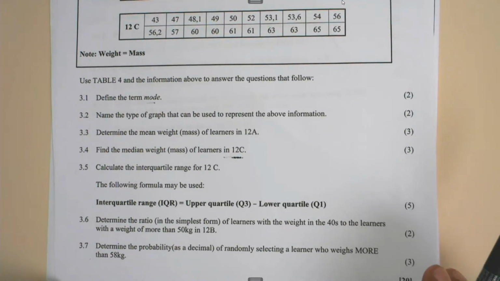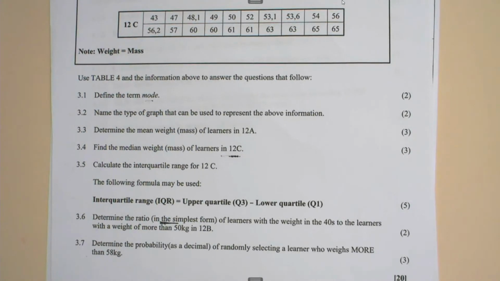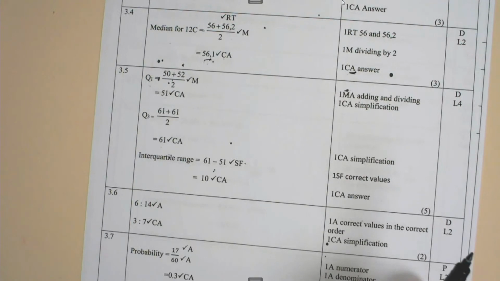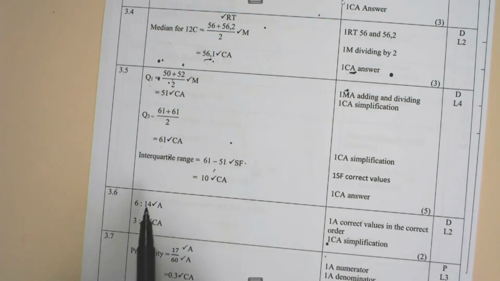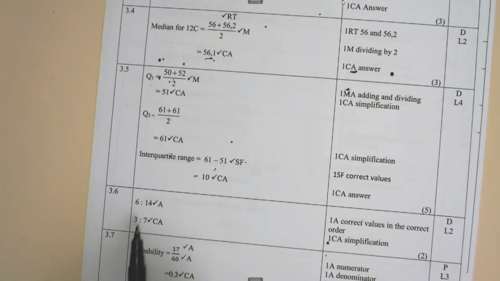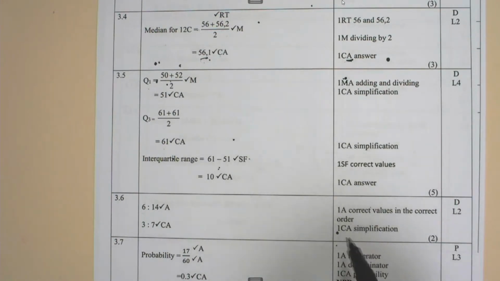It says determine the ratio in the simplest form. This is very important. In the simplest form of learners with the height in the 40s to the learners with a height of more than 50 kilogram. Then the answer will be 6:14. Remember, we write it as a ratio, and then simplification of that will be 3:7. 1 mark, an accuracy mark for correct values in the correct order.